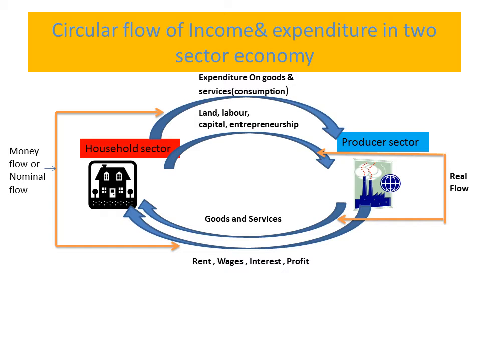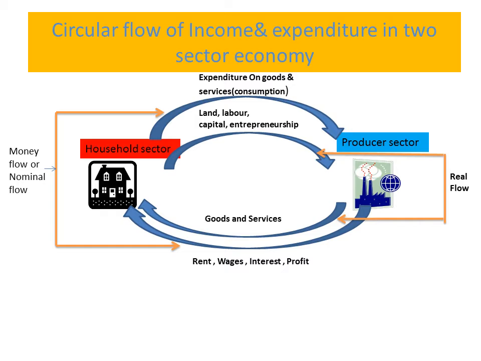What we call these land, labor, capital, that is factors of production or factor services. In return, the producer sector gives goods and services. So, have we talked about any money terms in this? No. So that is why it is called real flow.